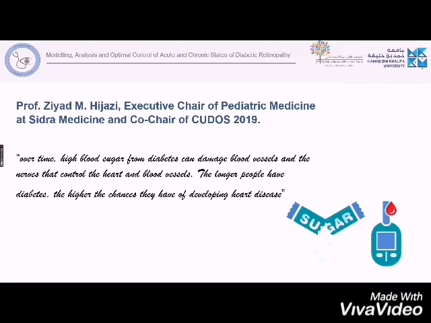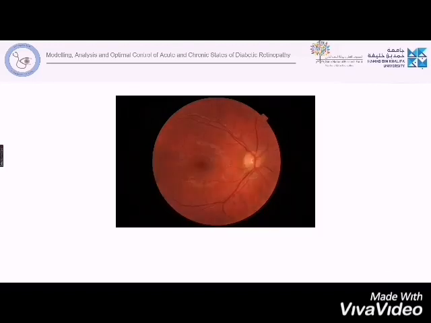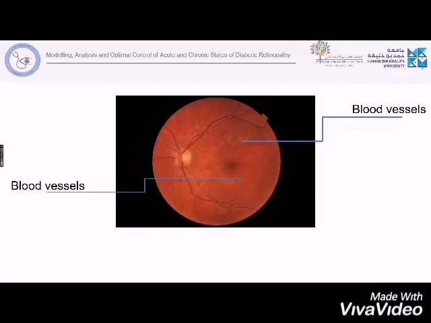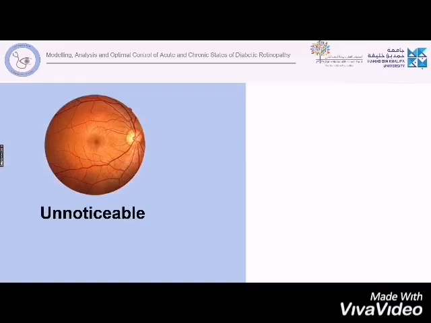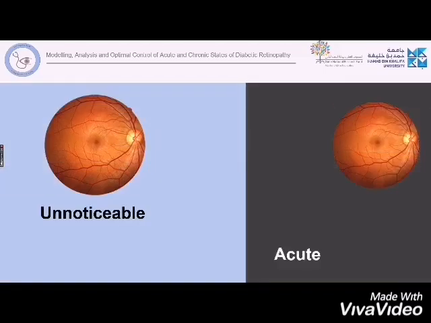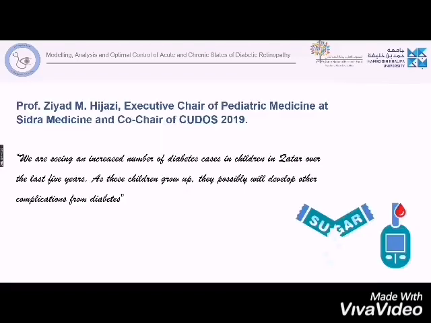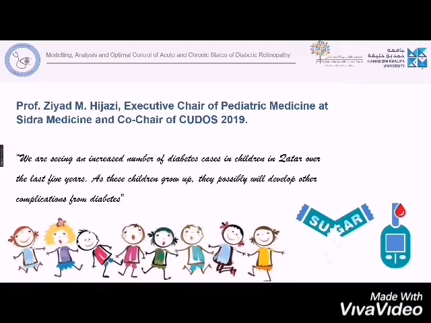The blood vessels in the eyes are not an exception. When eye blood vessels are damaged, this condition is defined as diabetic retinopathy. The damage in eye blood vessels can range from unnoticeable to acute damage that can end up causing blindness. According to Dr. Hijazi, we are seeing an increased number of diabetes cases in children in Qatar over the last 5 years. As these children grow up, they possibly will develop other complications from diabetes.